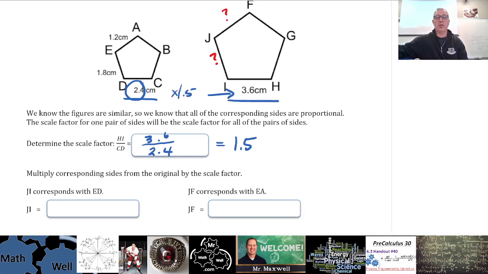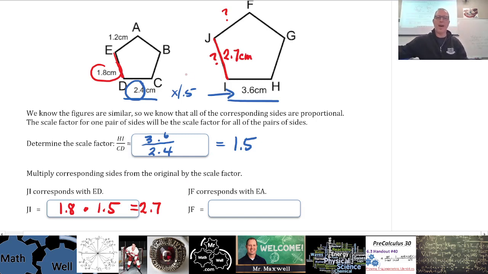And what you should see is that this ED right here is a corresponding side to IJ or JI. So I need to do 1.8 and do what with it to find this side? I need to multiply by 1.5. Awesome. So JI then is going to be 1.8 times 1.5, equaling 2.7 when we do that on our calculator. We'll make sure we include our units as well in our answers.